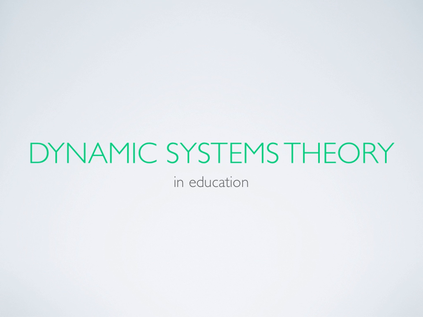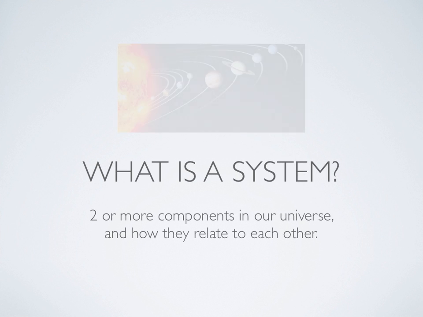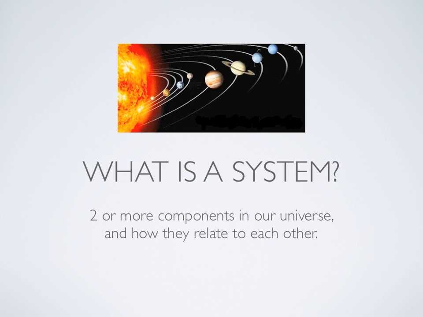Dynamic systems theory and how it applies to education. First, we must establish what is meant by dynamic systems. A system is two or more objects or components in our universe and how they relate to each other.